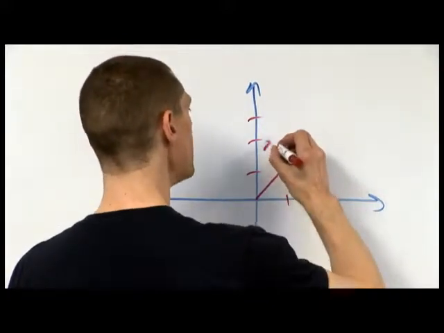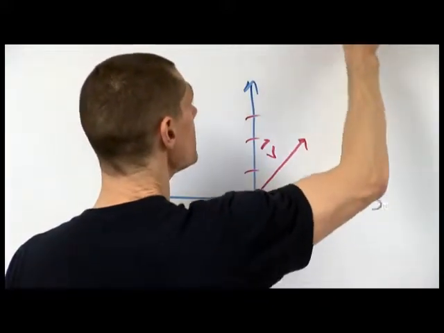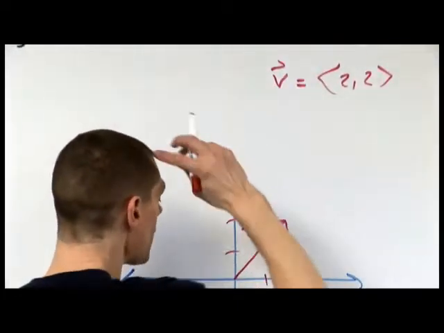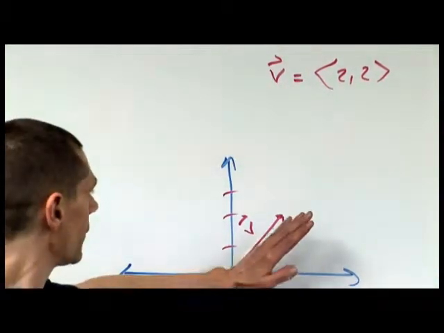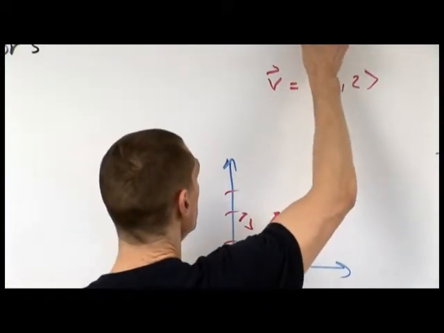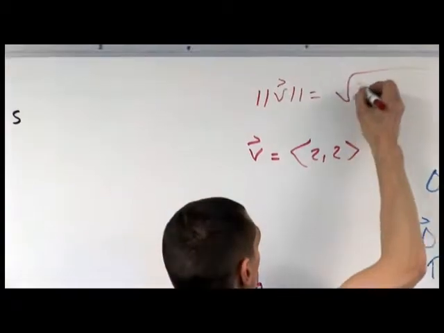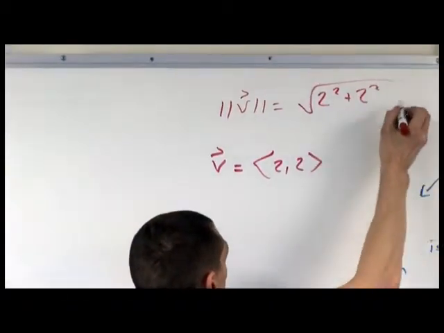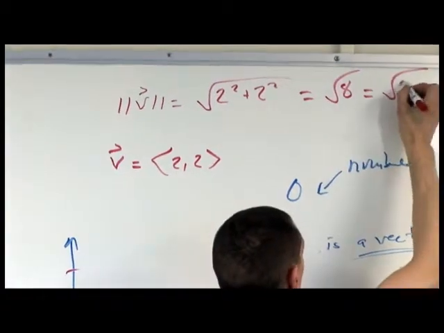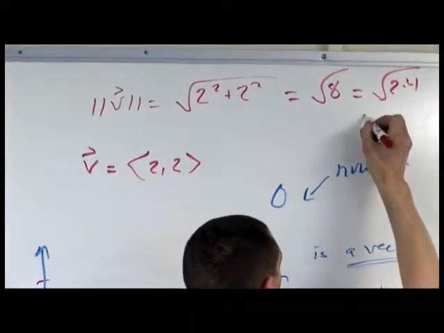So this is the vector v. This is given by the coordinates 2 and 2. Okay, so this is a vector of length... well, what's the length? The norm of this vector is the square root of 2 squared plus 2 squared. This is the square root of 8. This is the square root of 2 times 4, which is the square root.